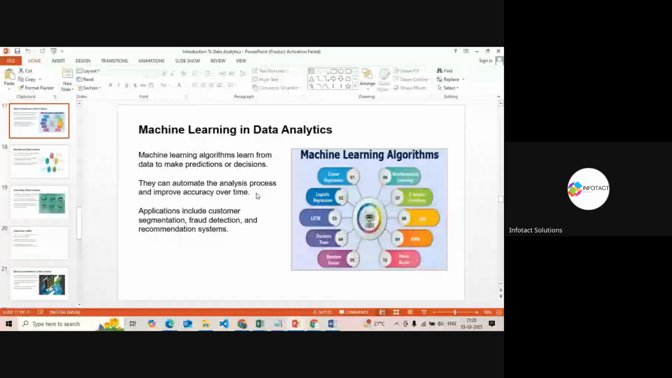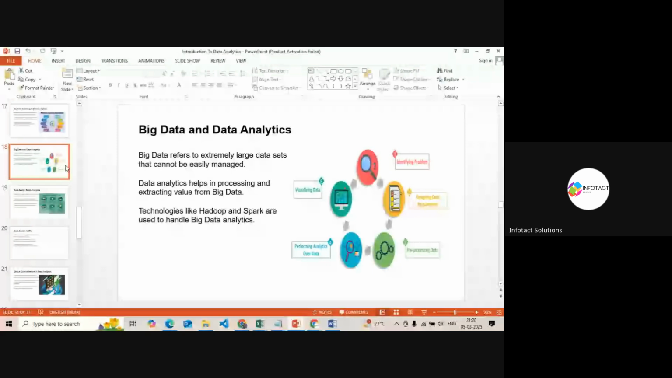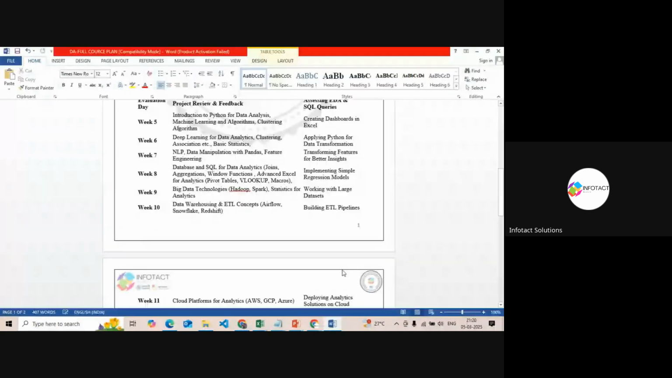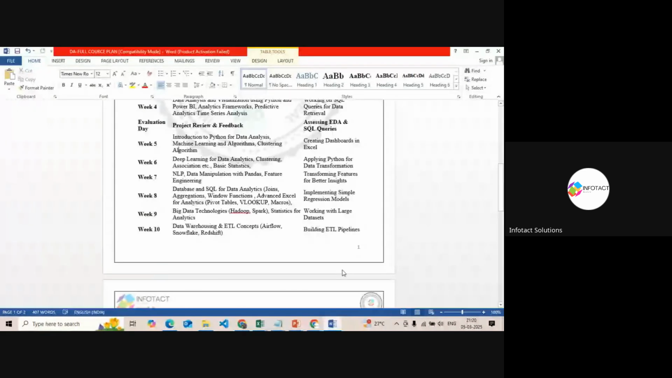Now our main objective is to understand this. Machine learning algorithms, linear regression, various machine learning algorithms are there. Then big data, data analytics. Big data is added or not? No, big data technologies. Yes, have to check.